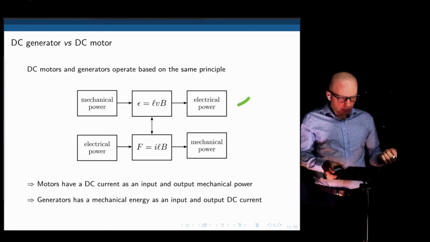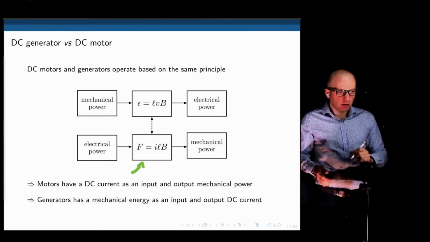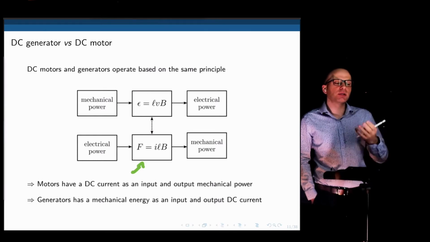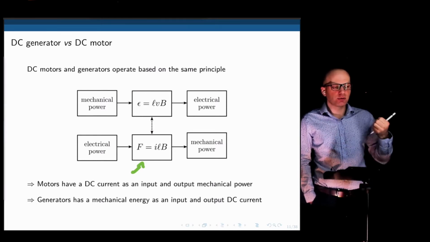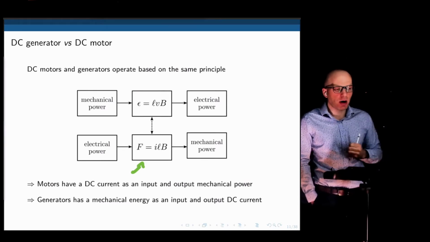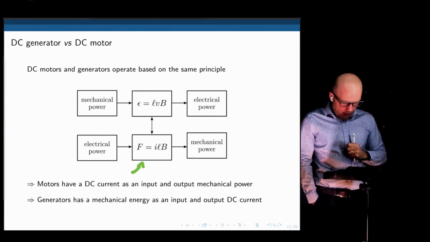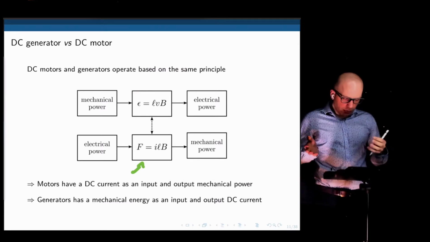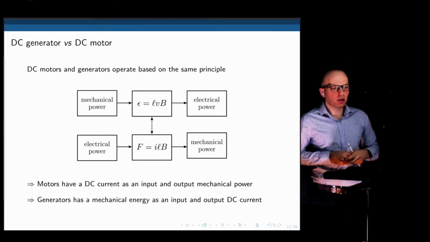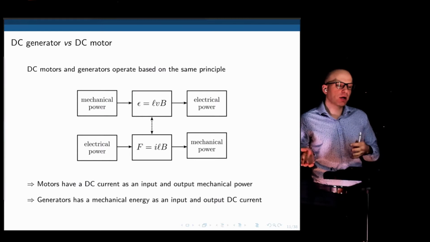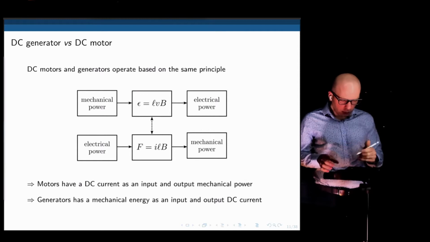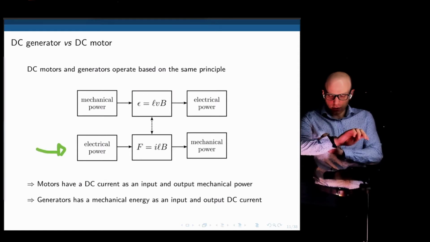So in this process, we are now going to use Lorentz law for the force being created. Now the input is an electrical power. Because these wires will now be subjected to a force, they will rotate, and we get a mechanical power out of the system. So DC motors have a current as input and output a mechanical power. Generators have a mechanical energy as input and output a DC power, a DC current. Right, so now let's go through the second way here.